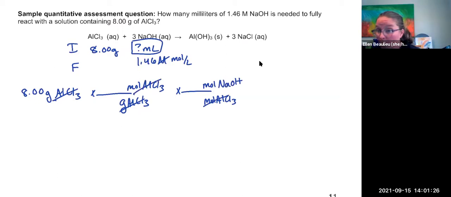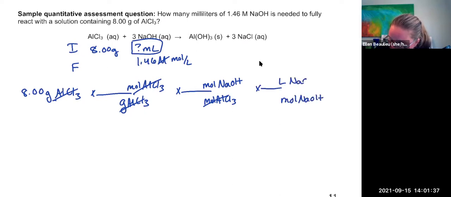but I don't want to know the moles of the other reactant. I want to know what volume of that solution I need to add, so I can relate moles of my solute to volume of solution using molarity. But that takes me into liters. Molarity is per liter. So the last thing I need to do is get out of liters and into milliliters of that solution.